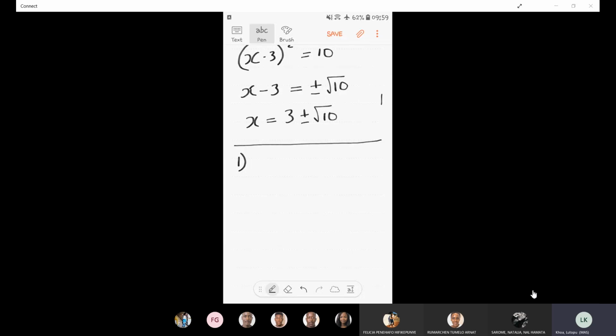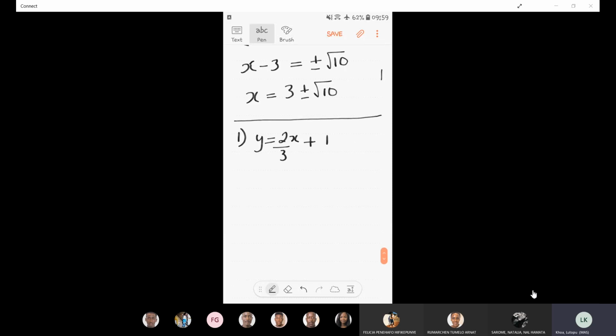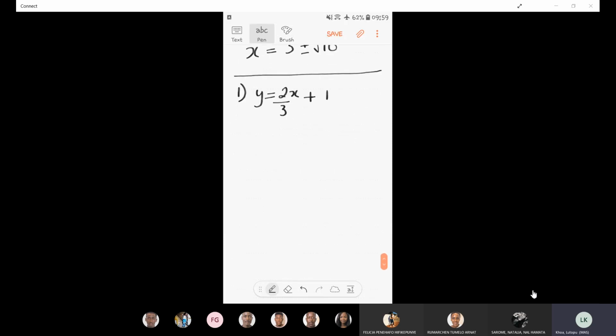With number one, we have y is equal to 2x over 3 plus 1. Now we say that this is a straight line, and with a straight line, if you know the y-intercept, you can use the gradient to draw the line. So if I were to do that, this is what I would draw. This is my x-axis, and that is my y-axis. So I plot the y-intercept, which is 1.